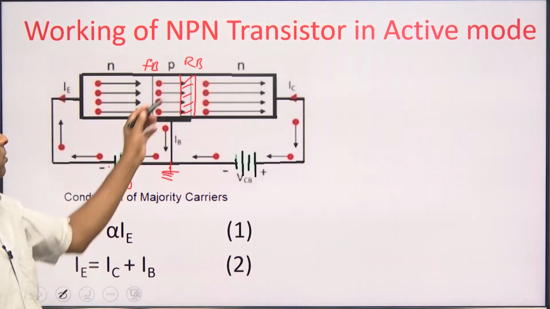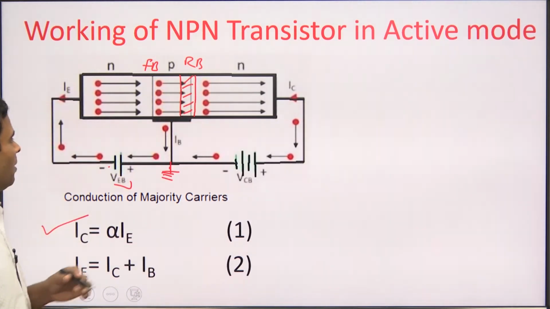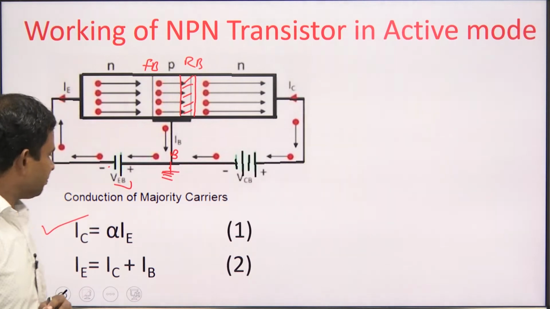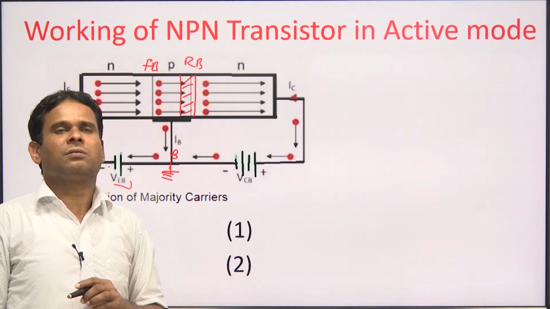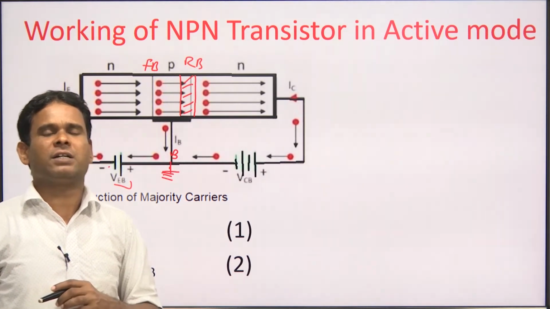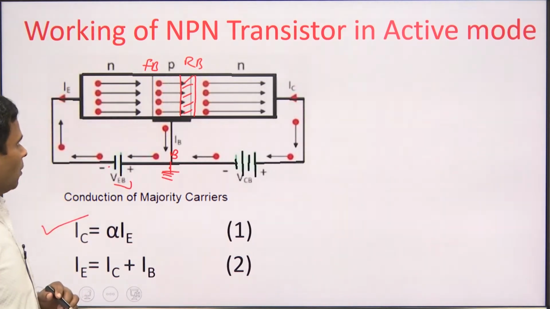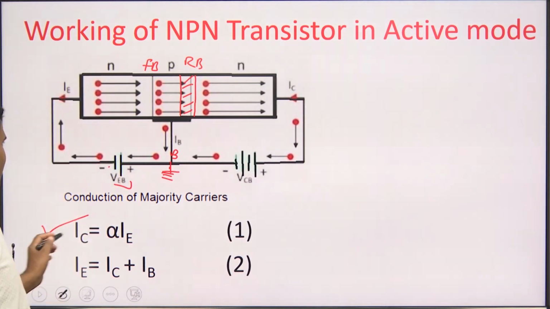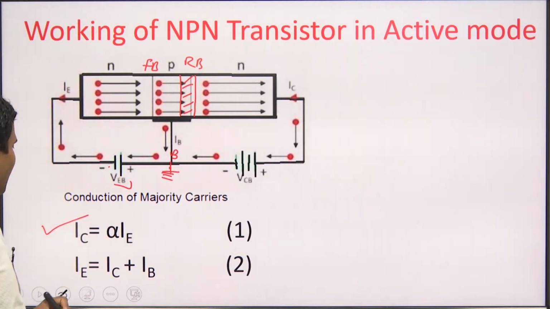and alpha is called the current gain for the common base configuration, because this connection is the common base connection. Why common base? Because here the base is the ground, so it is called common base connection, and the value of alpha is about 0.98 to 1, that is, very close to 1 but never equal to 1. Now, this is the conduction of the majority charge carriers. This means the collector current, that is the output current due to the majority charge carriers, is equal to alpha IE. Now, if we apply KCL here, what will happen?